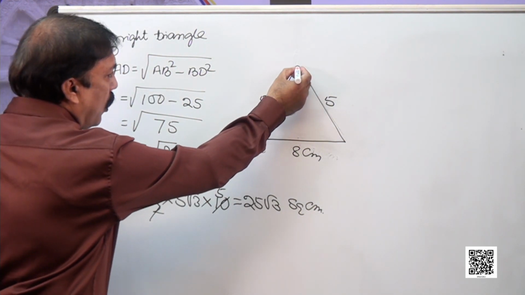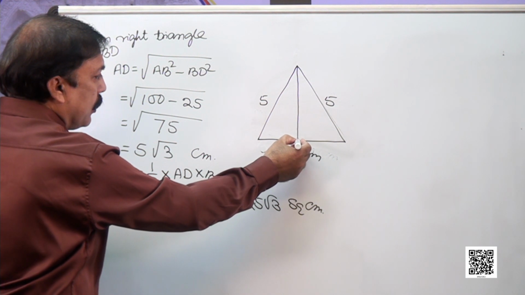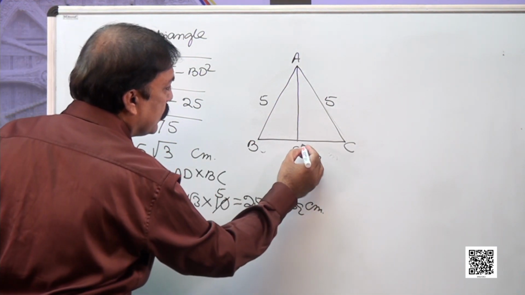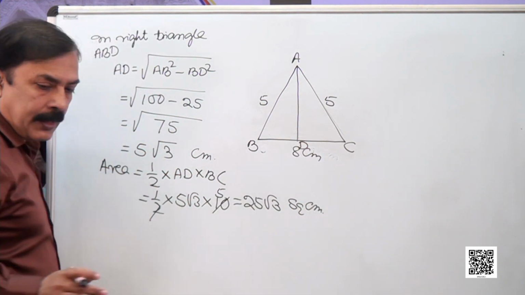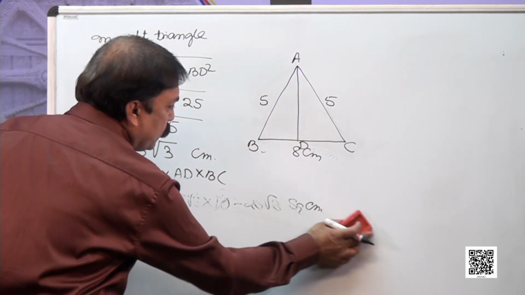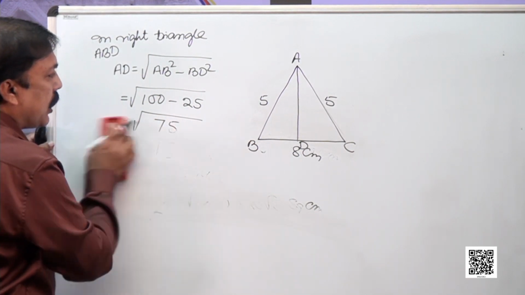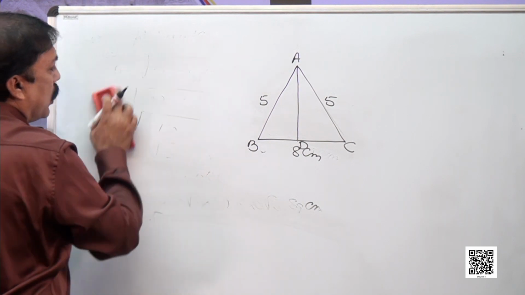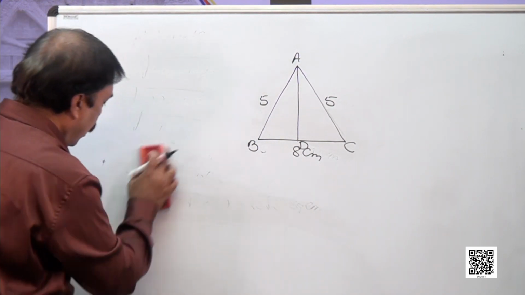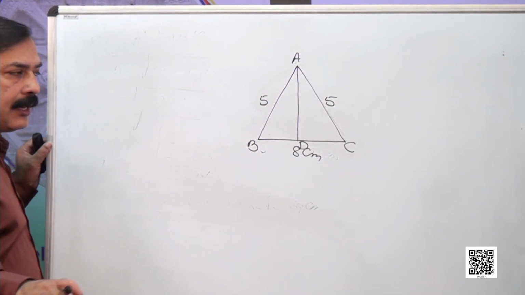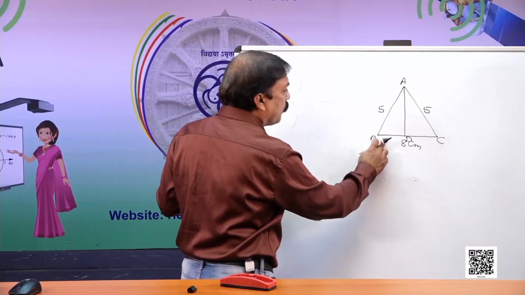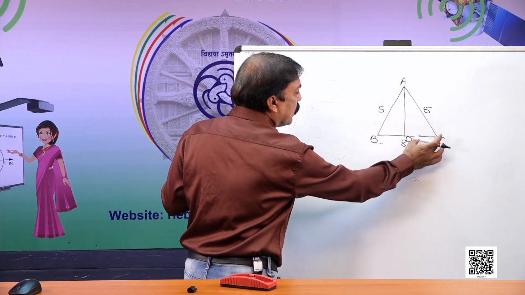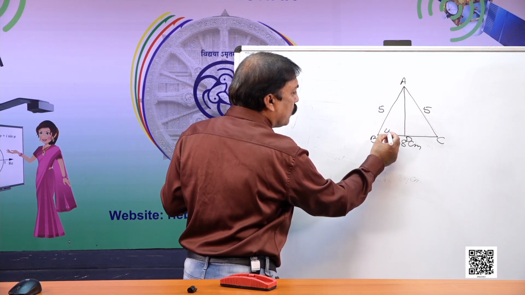We can draw a perpendicular. So, in triangle ABC, this is our D. Now, as you know, in an isosceles triangle, if a perpendicular is drawn from the vertex to the unequal side, then it bisects it. So, BC is bisected by AD and BD is equal to DC. So, BD is equal to 4 centimeter.